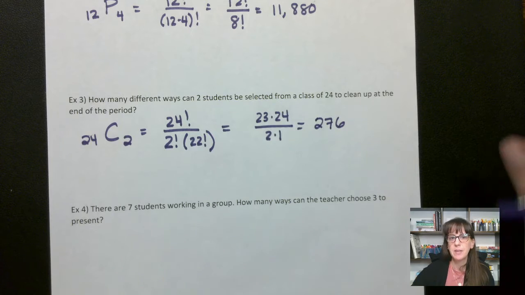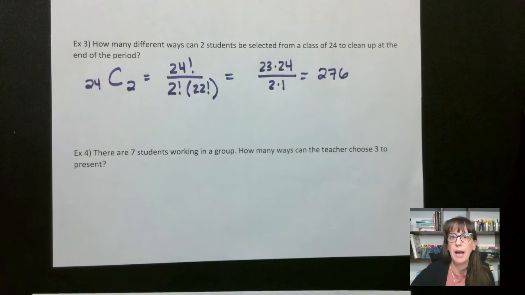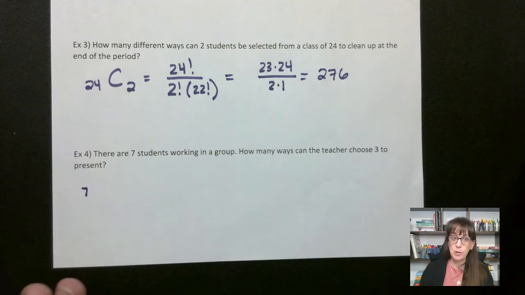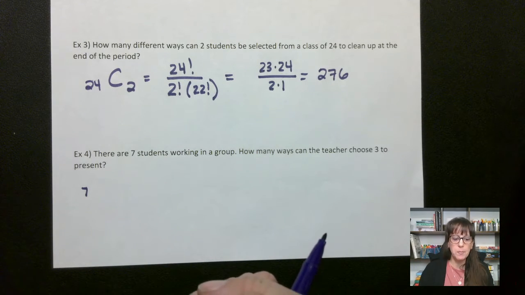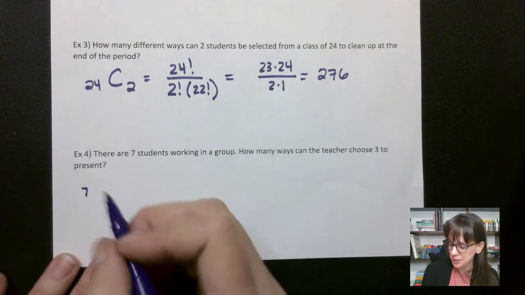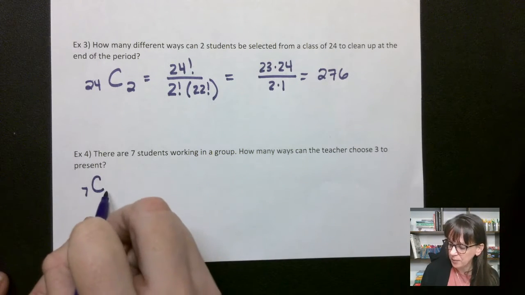Another combination one. There are 7 students working in a group. How many ways can the teacher choose 3 of them to present? So again, we don't care what the order is. All the positions to present are not unique, they are all the same. So combination, and we say 3.